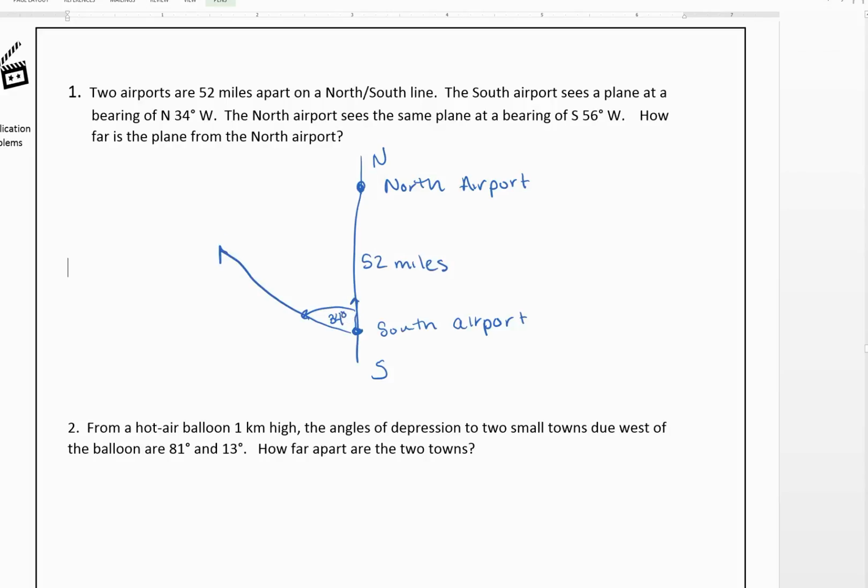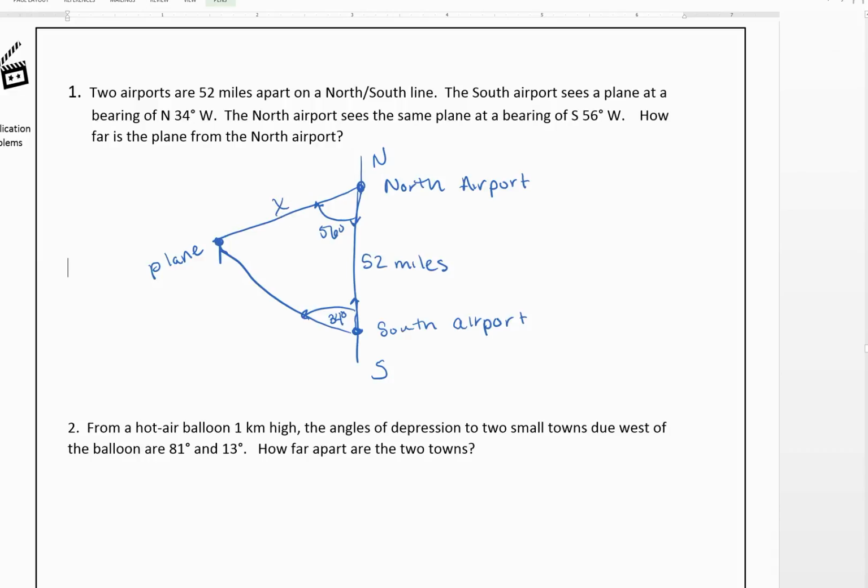Okay, so we see a plane there. The north airport sees the same plane at a bearing of south 56 degrees west. So we're told this is 56 degrees. How far is the plane from the north airport? So we're looking for that value there.